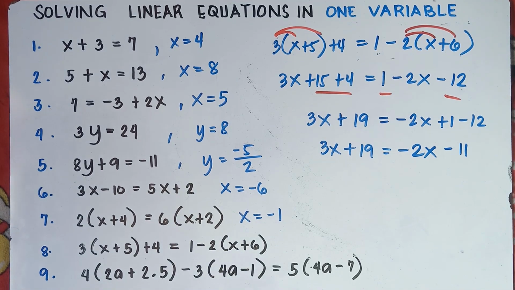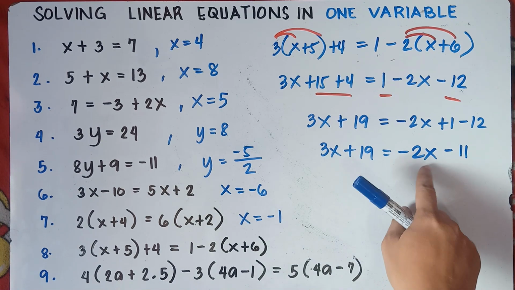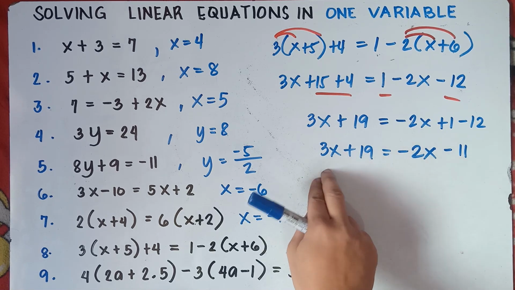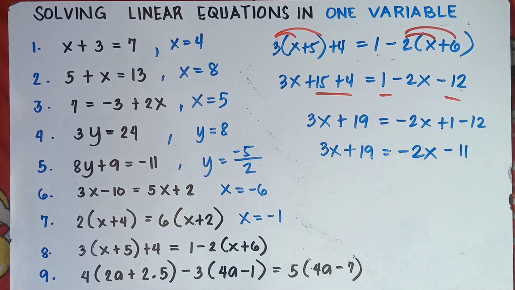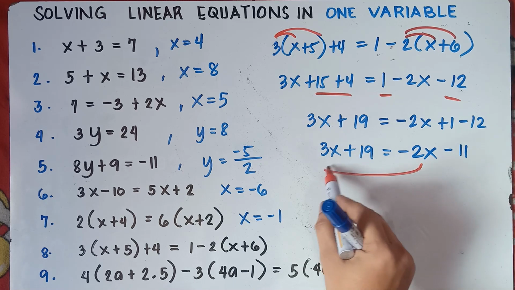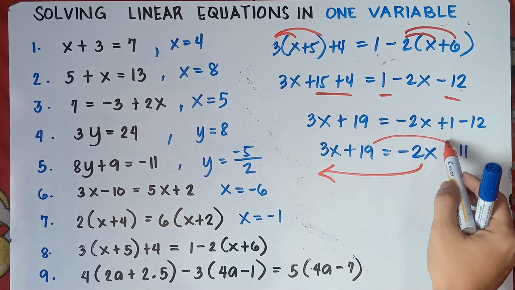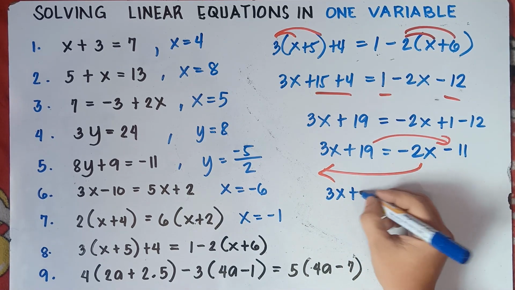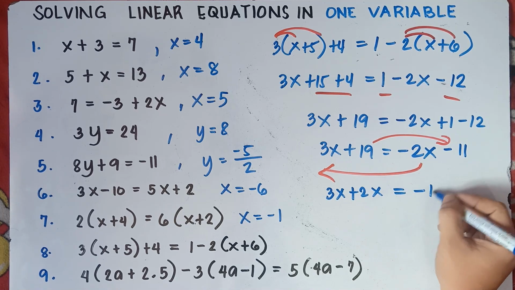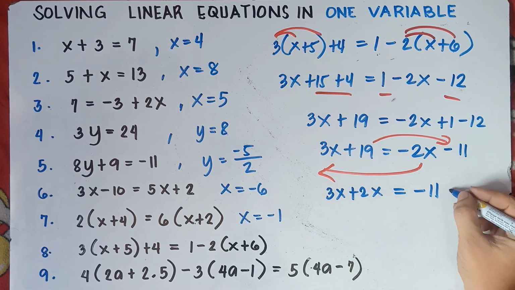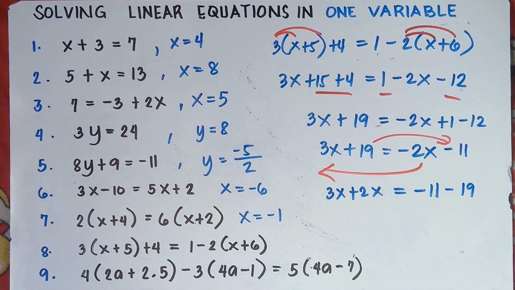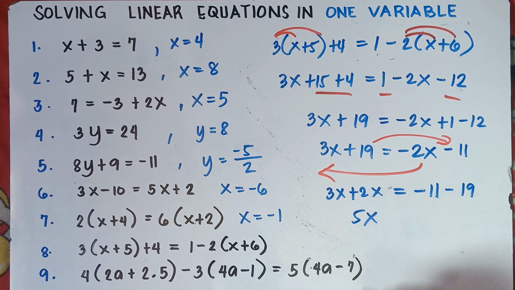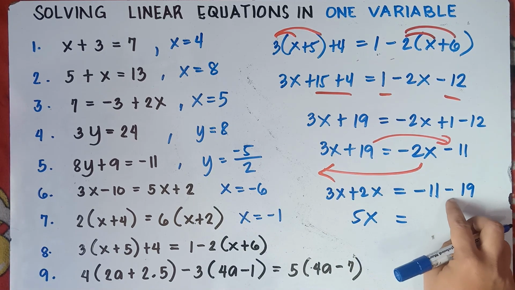And then, what will be the thing that we will do, class? We're almost done. So we transpose negative 2x from right to left. Because if we transpose this negative, it will be positive, and our x will be positive. And transpose this 19 from left to right. So this will be 3x plus 2x equals negative 11 minus 19. So this will be 3x plus 2x. Simply add the numbers, 5, then copy x equals negative 11 minus 19.